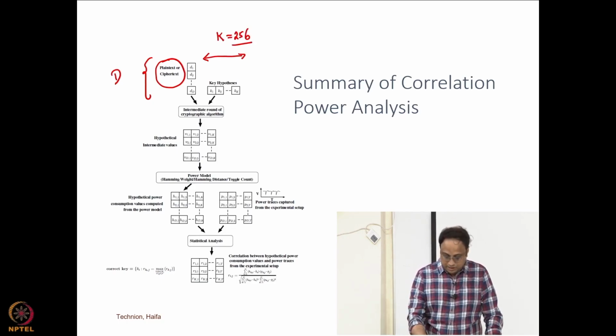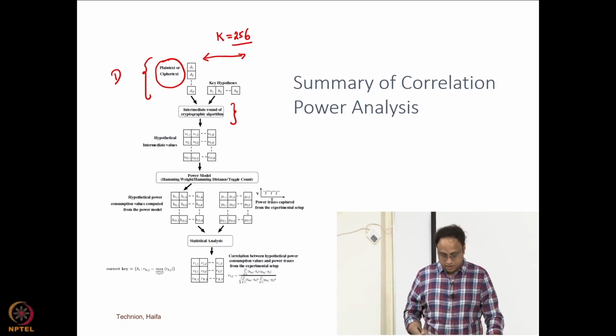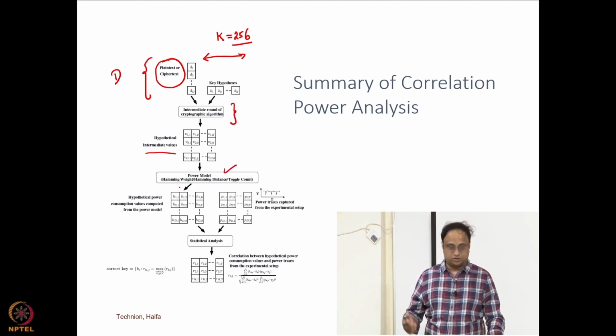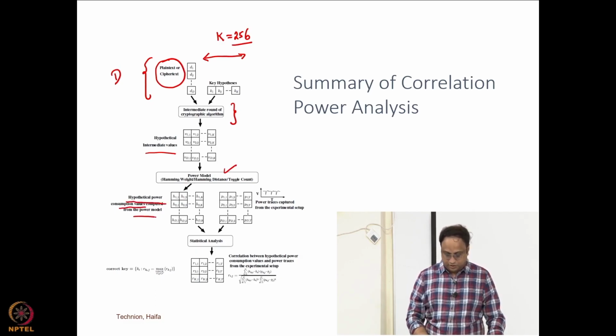You apply an intermediate round of the crypto algorithm. So if you are doing it from the plain text, you apply a forward transformation, which is S box. If you are doing it from the ciphertext, you apply the inverse transformation, which is the inverse S box. Make sense? And then you come to the intermediate value. You apply your power model, which could be Hamming weight, Hamming distance, or some other things. Okay, and calculate the hypothetical power consumption matrix.